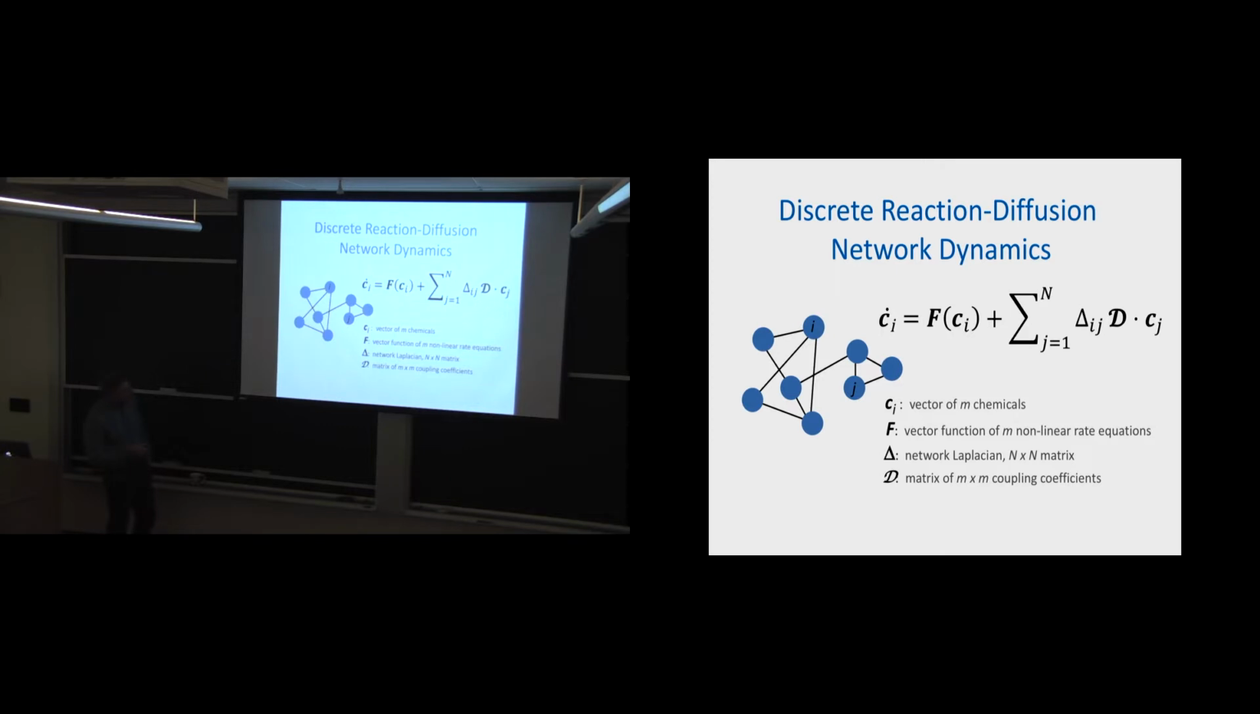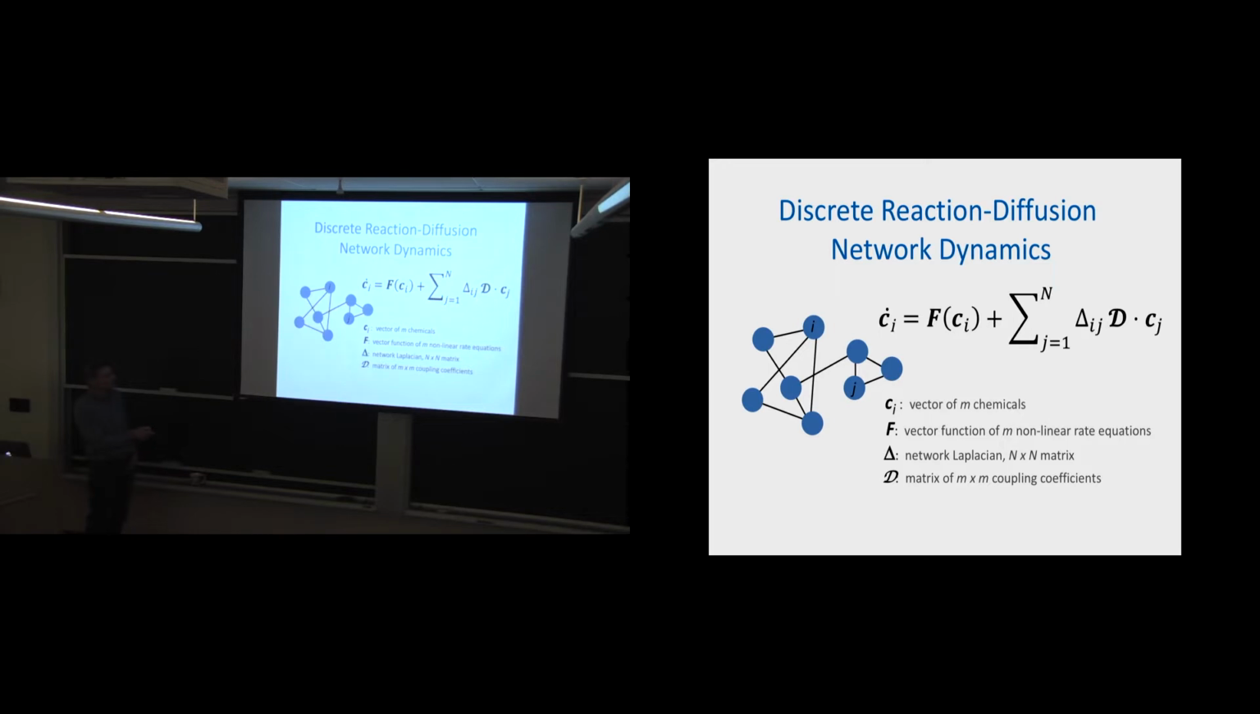The conceptual framework we're going to adopt to understand this is the discrete reaction diffusion model. Here C is the vector of M chemicals, since to make an oscillating reaction you need some set of chemicals. These F's are the nonlinear rate equations that govern the behavior of a single oscillator. And then this is the coupling, which tells you whether reactor I is connected to J or to something else, and that is encoded here.